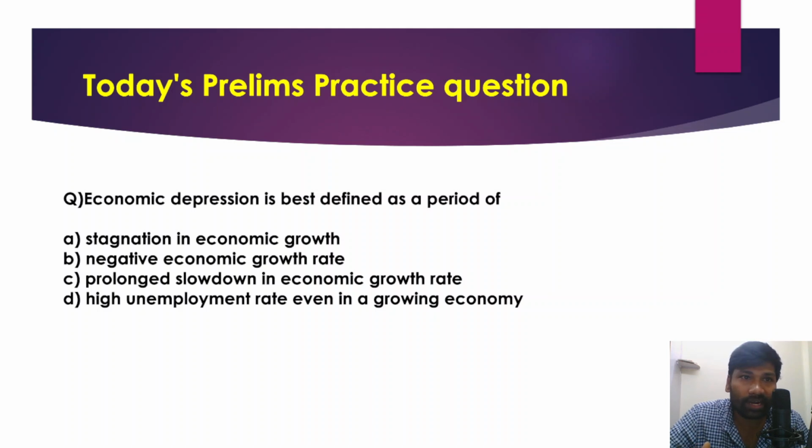Before discussing that, today we have one important prelims practice question. The question is, economic depression is best defined as a period of which of the following? The options are: option A, stagnation in the economic growth; option B, negative economic growth rate; option C, prolonged slowdown in economic growth rate; and option D, high unemployment rate even in a growing economy. This is a very important question, easy to moderate level. So try to answer this question.